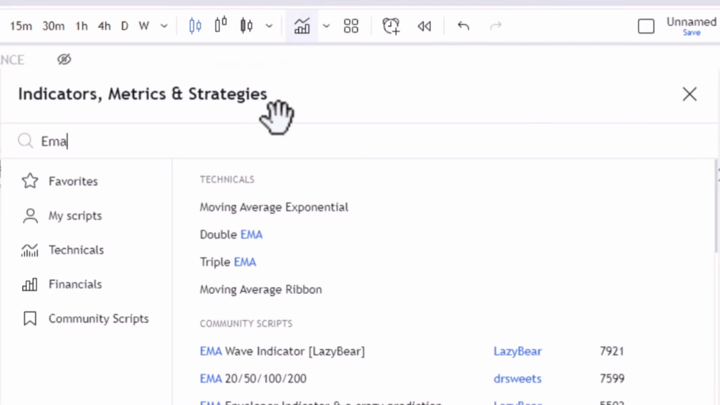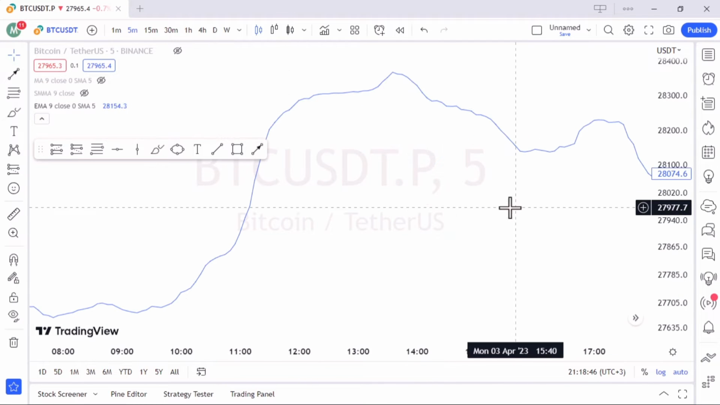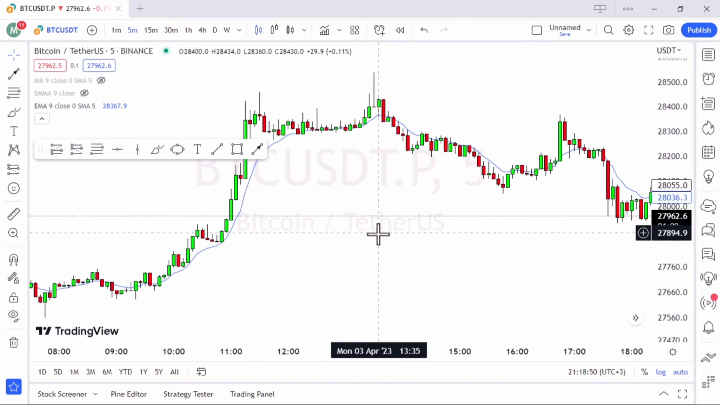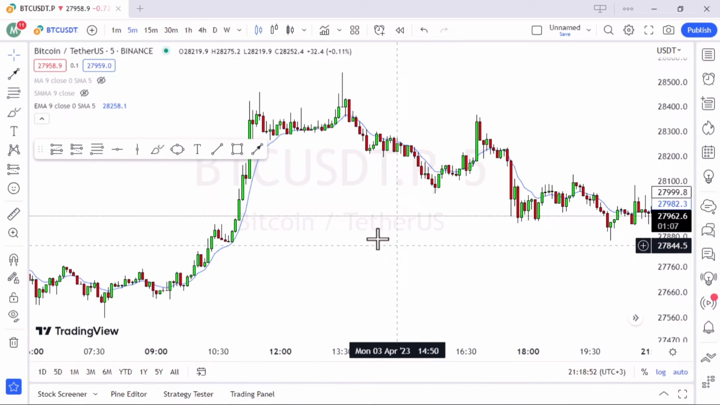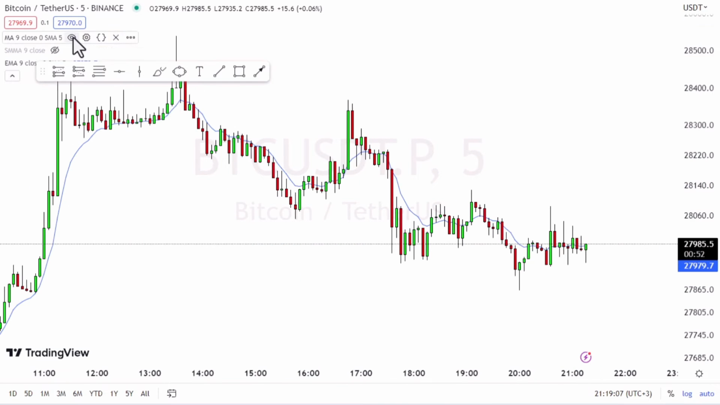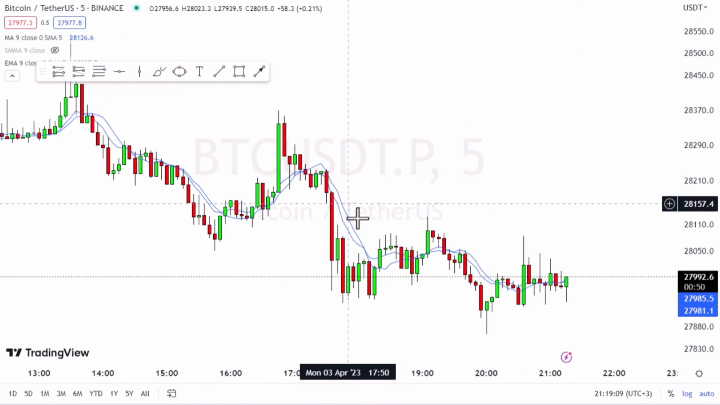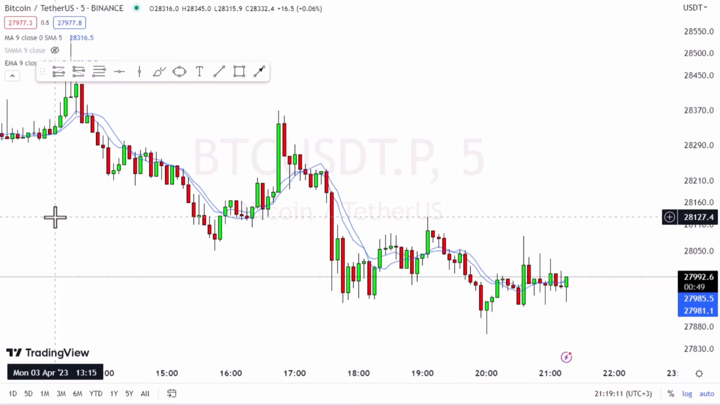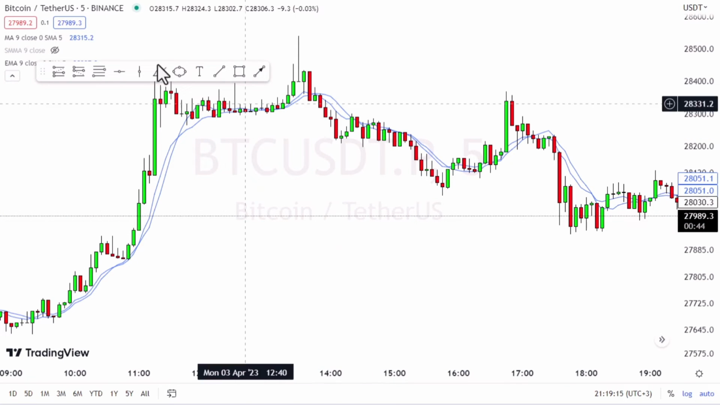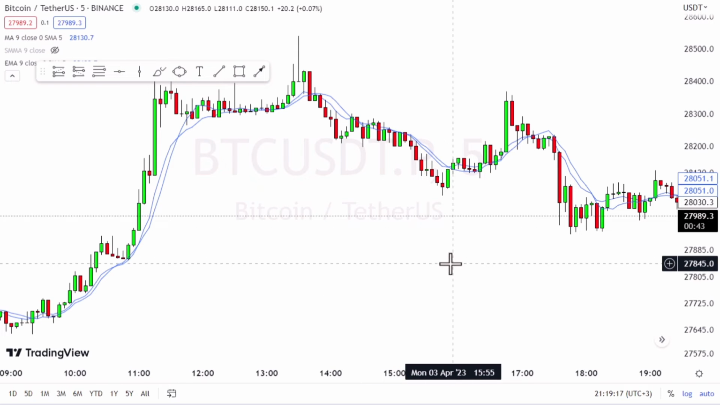The thing which I really like are EMAs, or exponential moving averages. This is the EMA, or exponential moving average. How do they work? Exponential moving averages are basically the same as moving averages, but they are faster. Let me bring the moving averages. You can see they are almost the same. The difference is not that much, but they are more sensitive to the price movements.